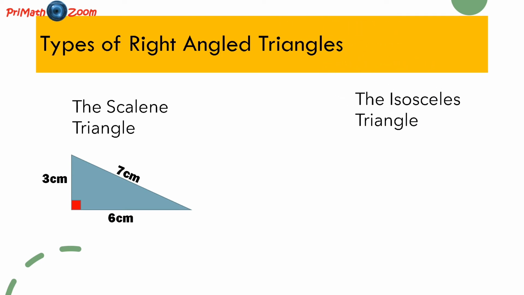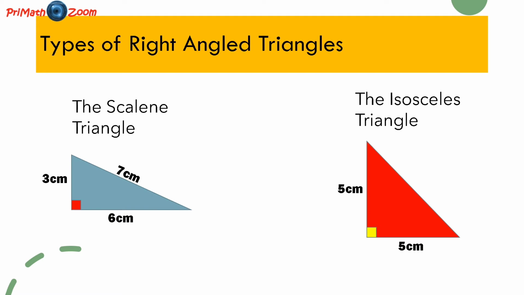We also have this isosceles triangle. And what do we know about the isosceles triangle? Yes, 2 of the sides have the same length, while the third side has a different length. So this side is 5 centimeters, and this side is 5 centimeters, and the third side is 6 centimeters. And even so, we still have an angle that measures 90 degrees.